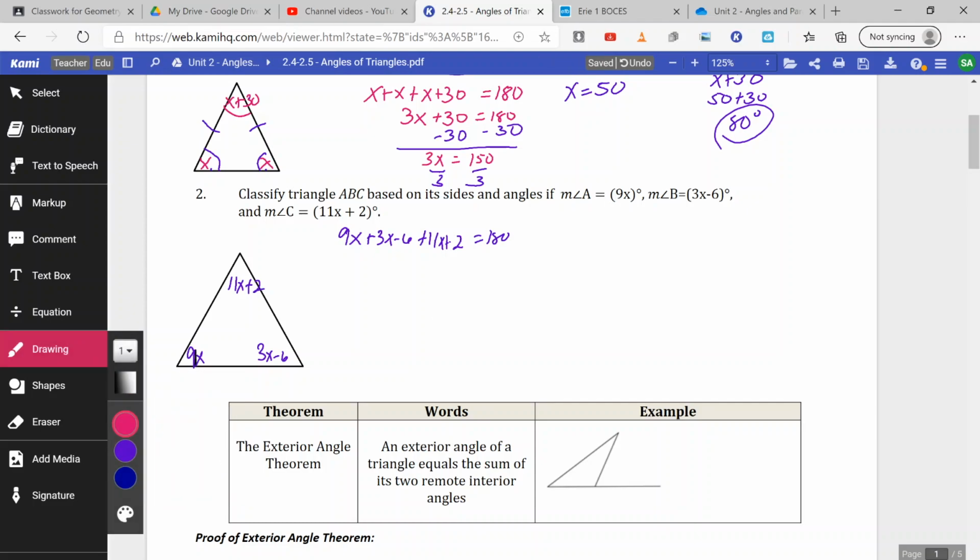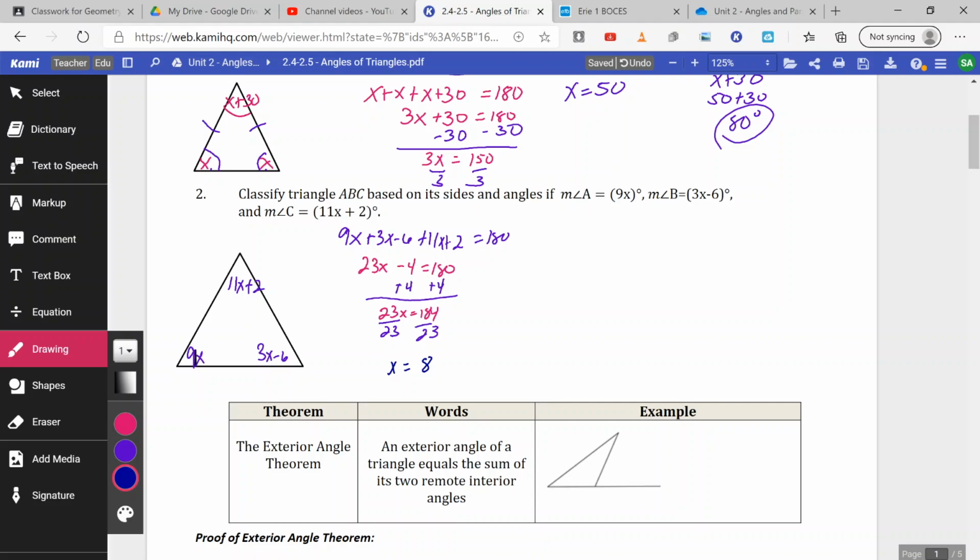I'm going to combine my like terms. 9, 3, and 11x gives me 23x. When I add negative 6 plus 2, I get minus 4. Gives me 180. If I add 4 to both sides, I have 23x is 184. And then I have to divide by 23, which means x is 8. So 23 times 8 is 184. So we got x equals 8.